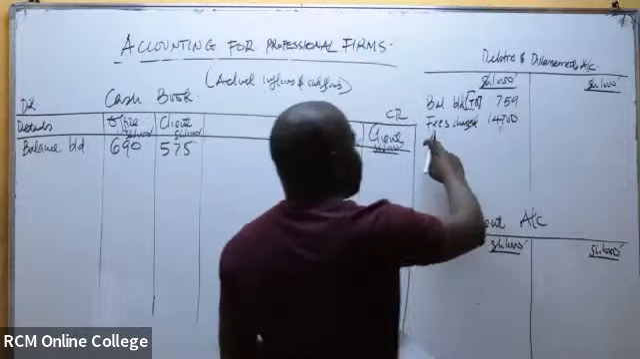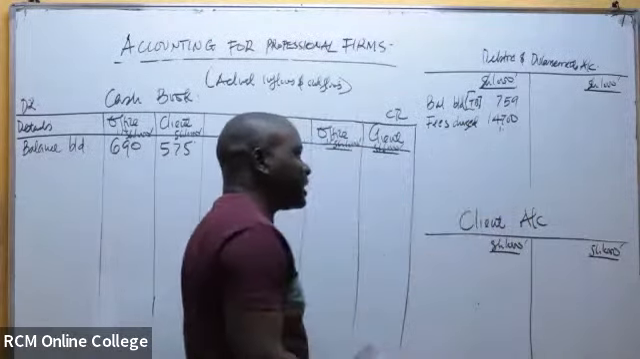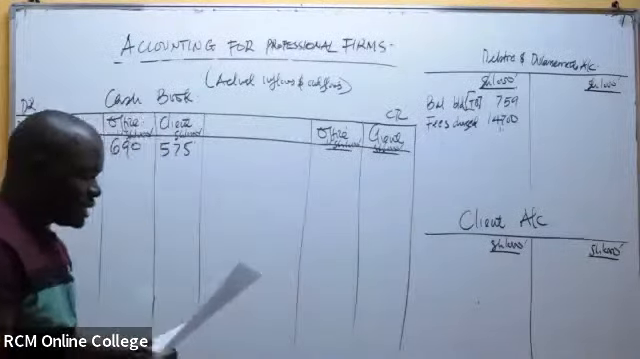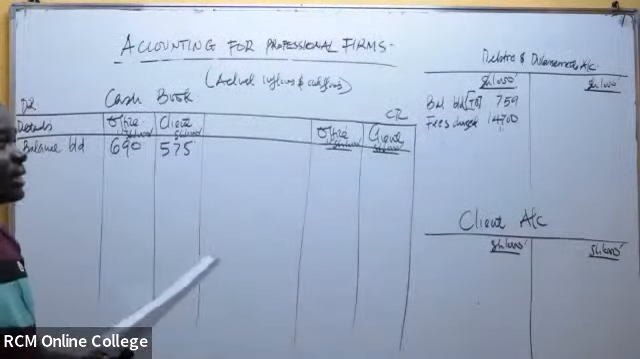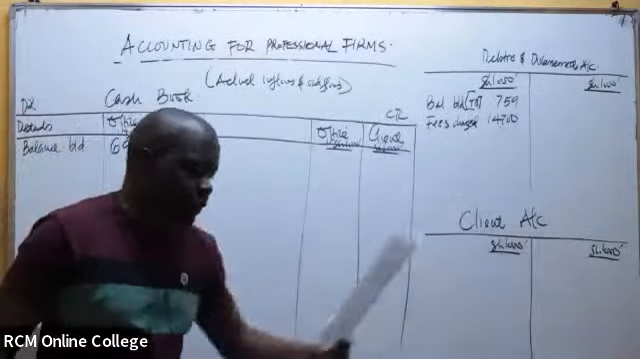Trial balance. But now this one, under additional information number one, you've been told they charged clients how much? 14,700,000 for the services rendered. So they haven't been paid. So these clients become what? Debtors for the firm.